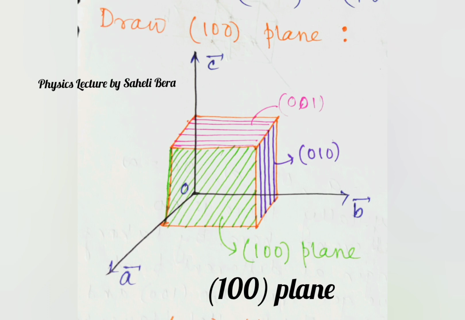Or you can do it like this: h proportional to k proportional to l equals a by OA proportional to b by OB proportional to c by OC. OA is the intercept along the x-axis, and OB and OC are the intercepts along the y-axis and z-axis respectively. Here OA equals A, or if we take it as 1, it will be 1, and OB and OC will be infinite. So the plane will look like the green color plane.